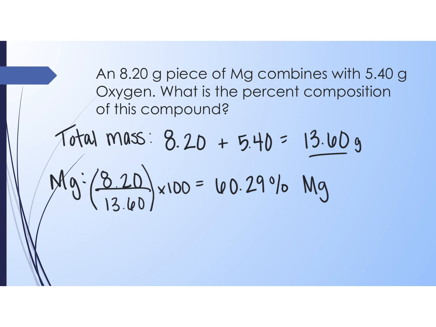All right, and then what's the other element in this compound? Oxygen. Okay, oxygen. So now we're going to do the same thing for oxygen, except this time we use oxygen's mass. How much oxygen was in this sample? Okay, so 5.40, which I'm grabbing just from the word problem. And we're going to divide it by the total, 13.60, and then we'll multiply by 100.